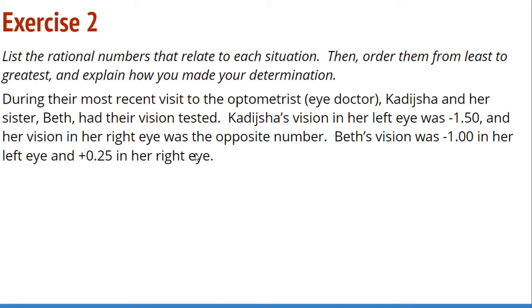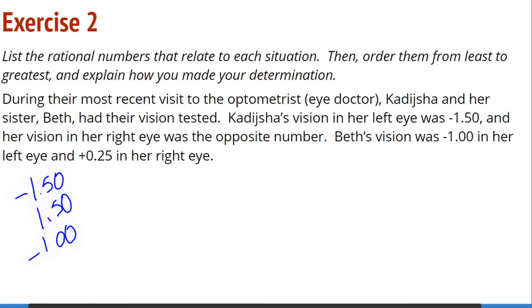Kadisha's vision in her left eye was negative 1 5/10. And her vision in her right eye was the opposite number. So good thing we practiced opposites, and I know that the opposite is going to be 1 5/10. Beth's vision was negative 1 and positive 25 hundredths.